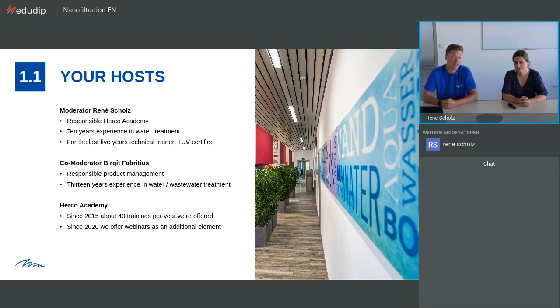And last year I also got a certificate of the TÜV, the notified body of Germany, for the trainer. Yeah, and me, I'm Birgit Fabricius. I'm responsible for product management in Herco, and I have 13 years experience, first in wastewater treatment, then in water treatment. I'm going to lead you through the more theoretical part of the webinar, let's say, and then René is going to talk about the practical stuff like application of nanofiltration.